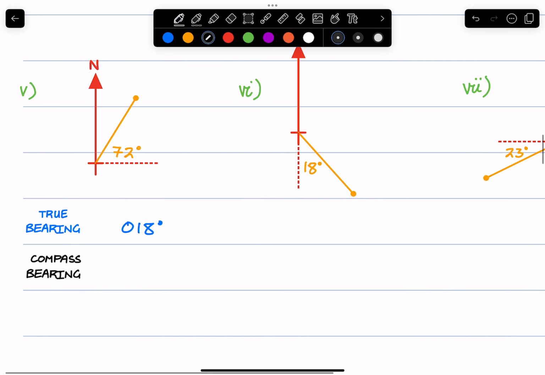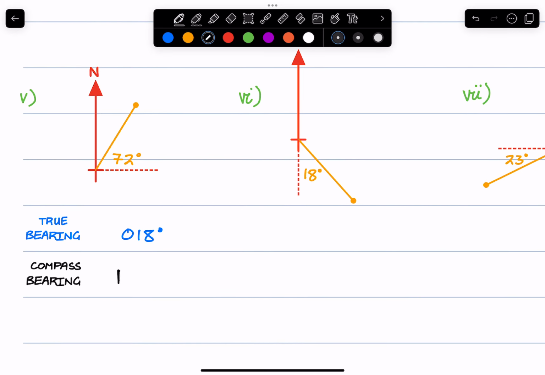Let's do the compass bearing for this one. We know we're starting from north and we're turning towards the east. And again, we're trying to figure out what angle it is we're going to face that line. Well, in that instance, it's the same angle we're looking for. It is 18 degrees.